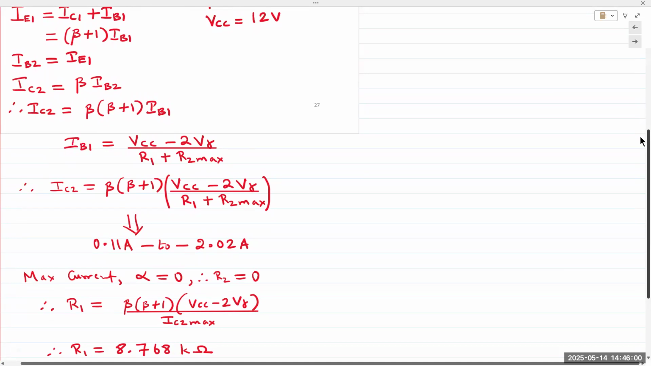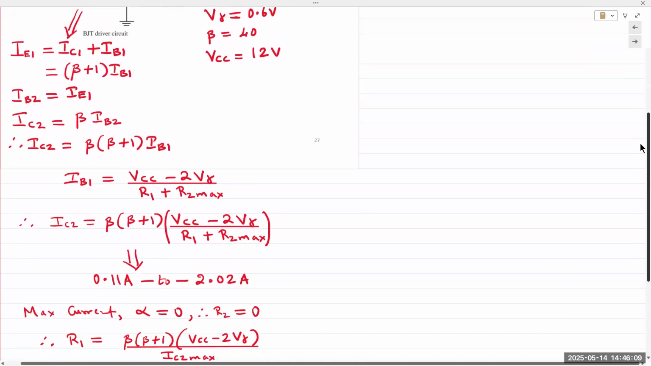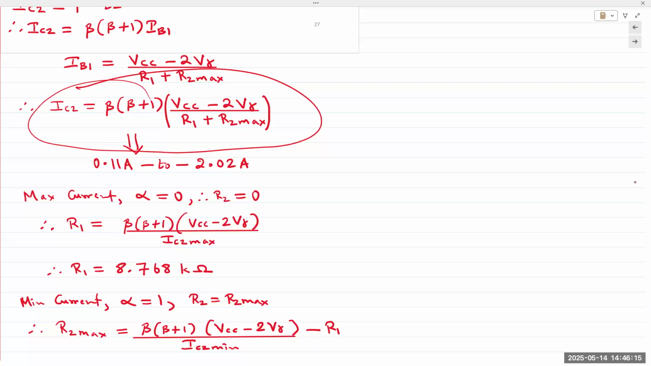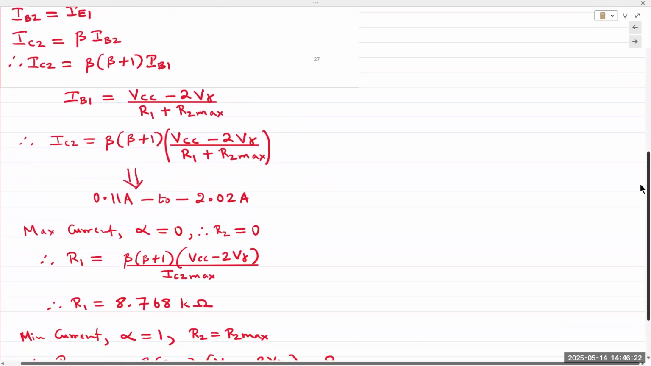But regardless of what it is, we can see this is the exact same circuit as the previous one. R1 and R2 are in series. And because they are in series, I can write an expression for IB1 and then IC2 from here. Same principle as last time.